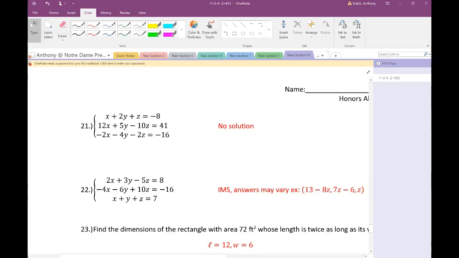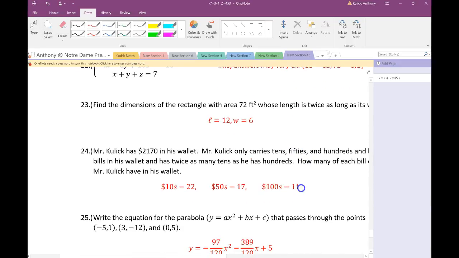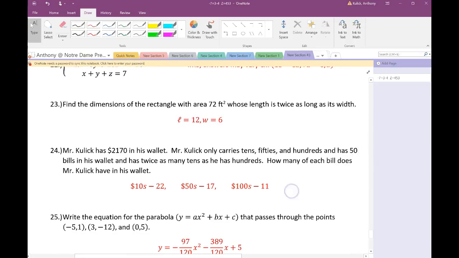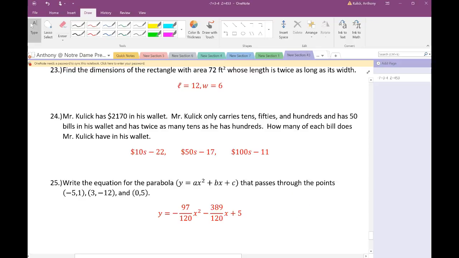And then there's 3 variable systems. Again, same idea. And then there's some examples of some story problems. Sure. Can I do what?